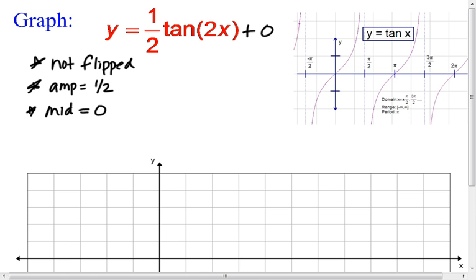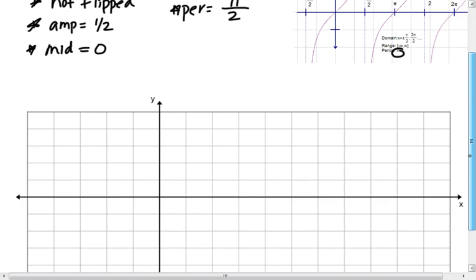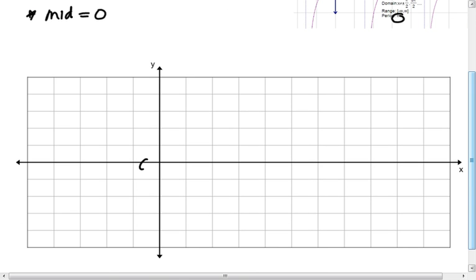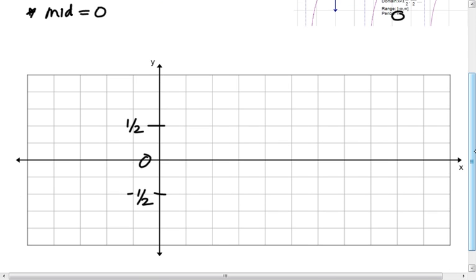And then again, this is tangent, and its normal period is pi. So when I calculate the period for tangent, I will do pi over the number in front of the x, which is just pi over 2 in this case. Okay, so I'm going to label my graph here. My midline is 0. My amplitude is 1/2. And it doesn't really matter where I put it, because when I graph this by hand, I can't really tell. Again, my period is pi over 2 in this case.